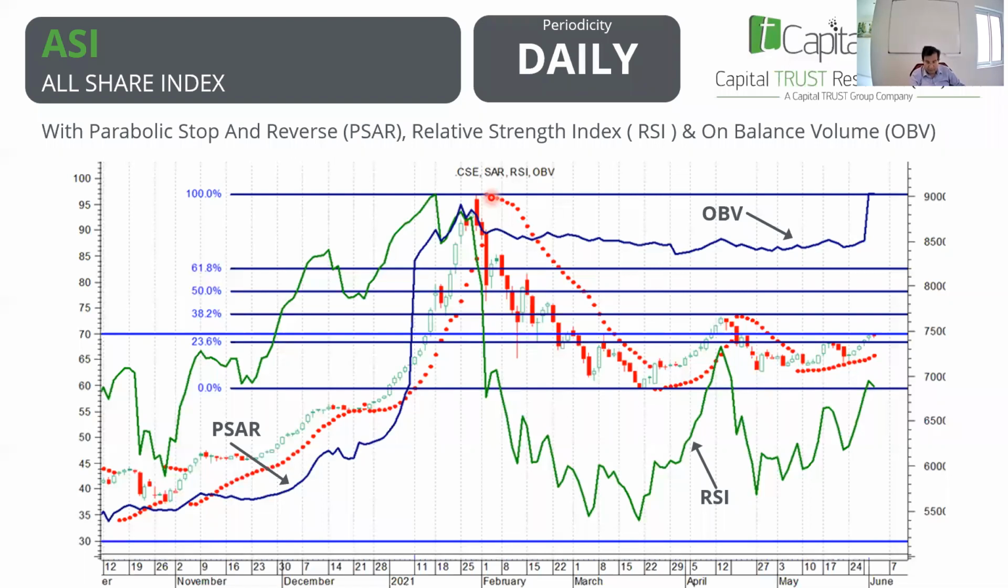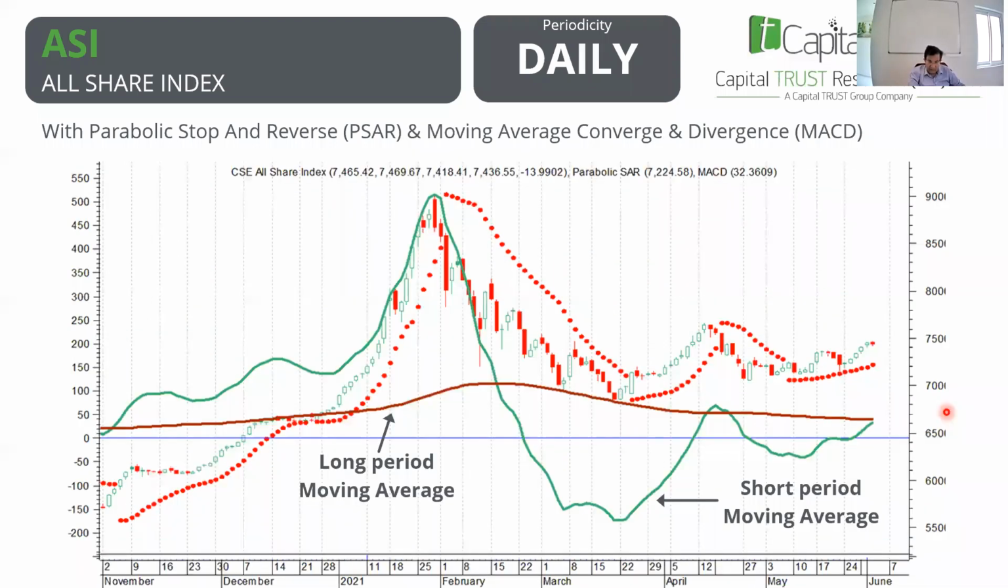You can show all the things on this chart, but then that clutters it. We'll have other 2 indicators, quite important.